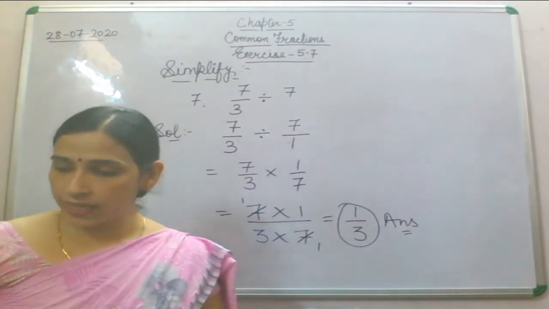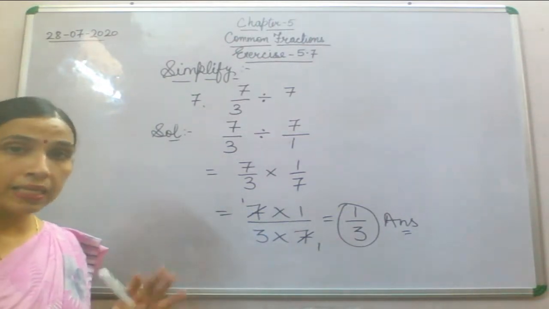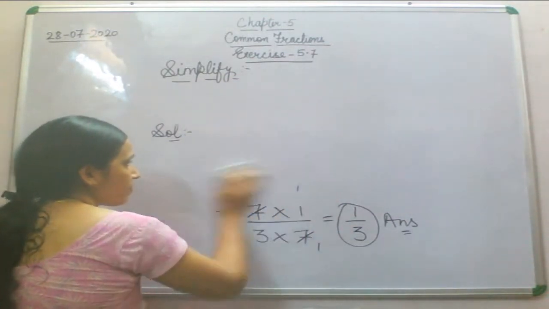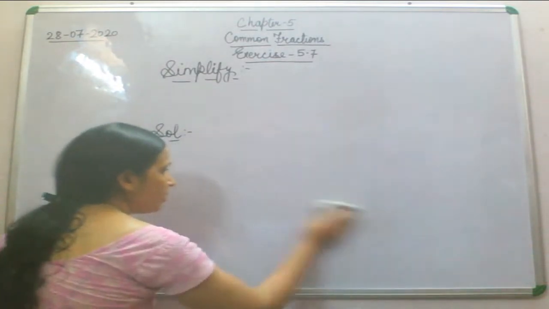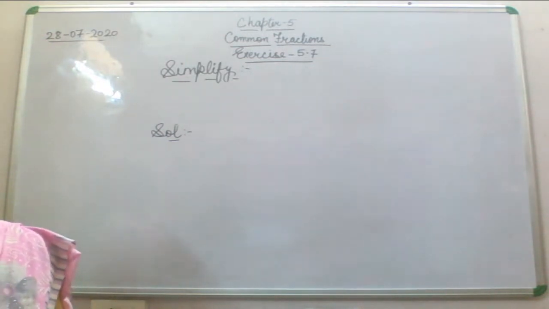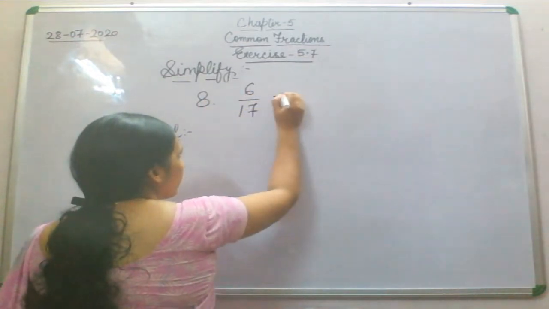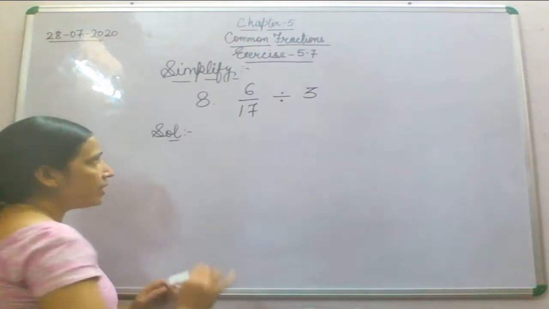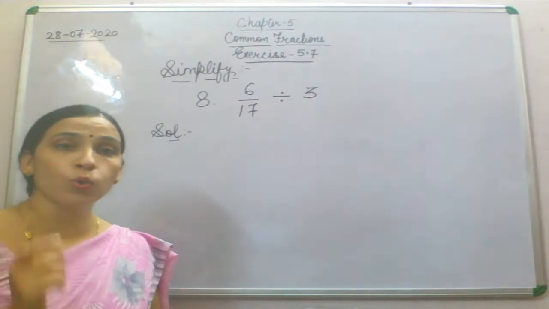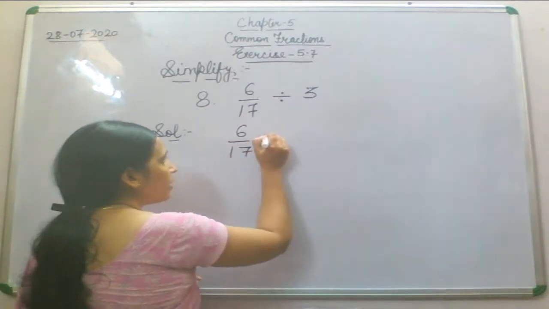So now children, we will take question number 8. Fine. So let's start question number 8. That is again a simplification question only. Now question 8 is 6 by 17, that will be divided by 3. Now in the solution, the first step is that you will write 1 over the whole number. Fine. See, 6 by 17 will be divided by 3.